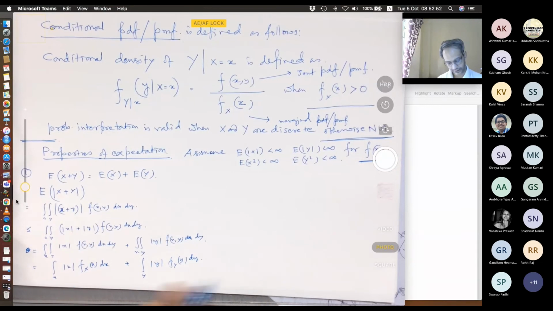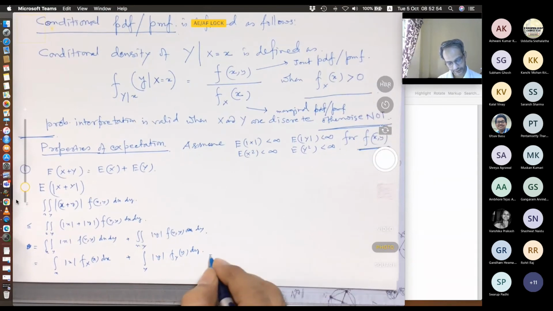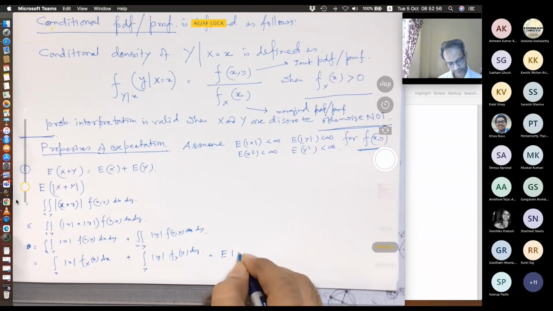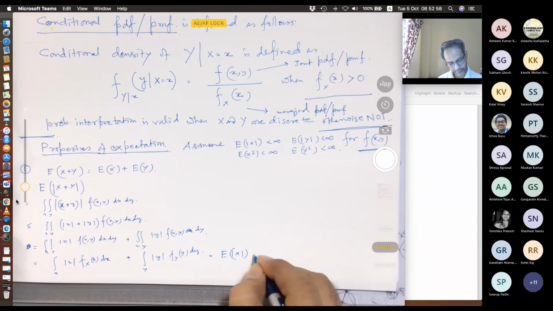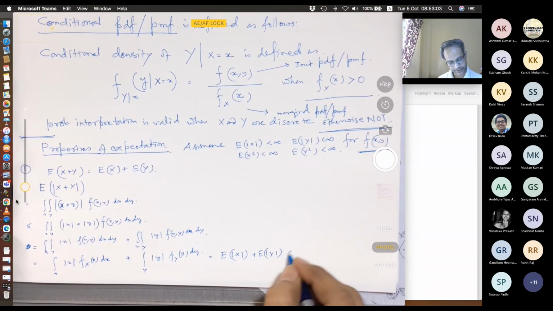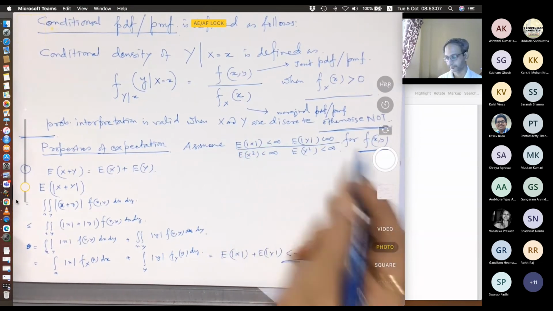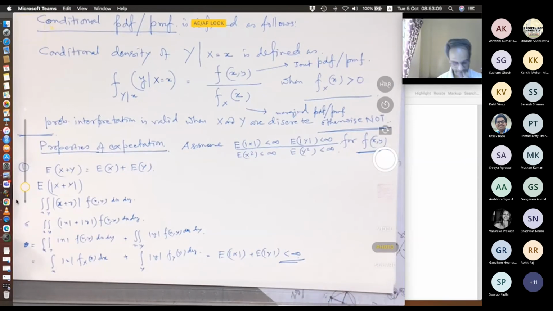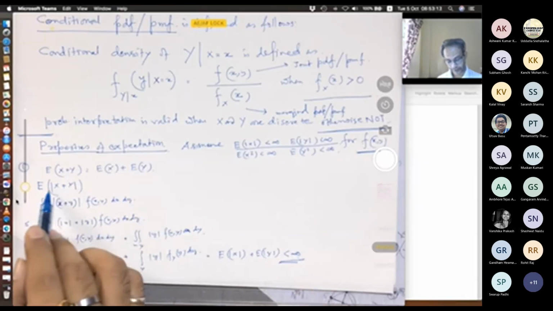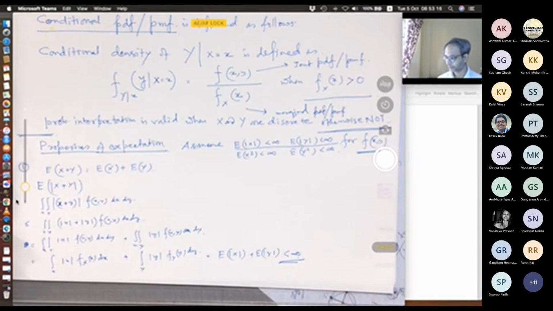Now you can see that this quantity is nothing but expectation of |X| plus expectation of |Y|, which is assumed to be finite from these two things, and as a consequence this quantity is finite. Okay.